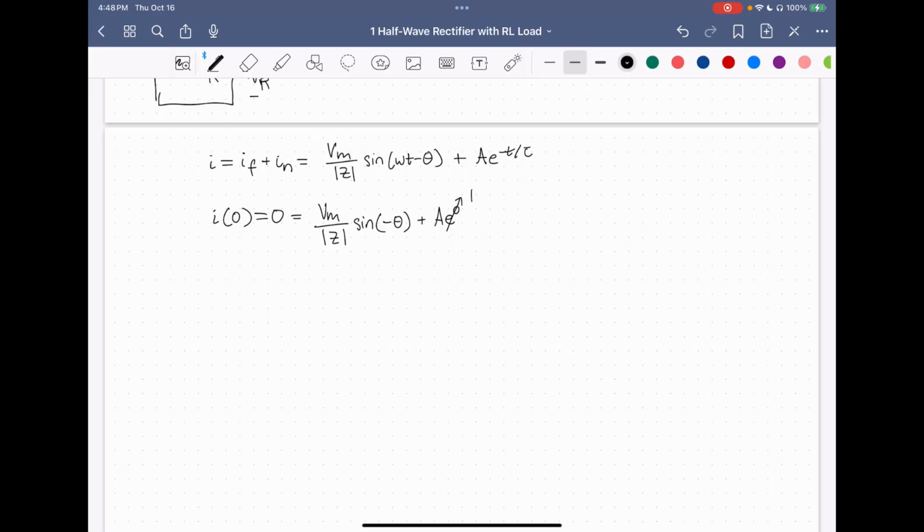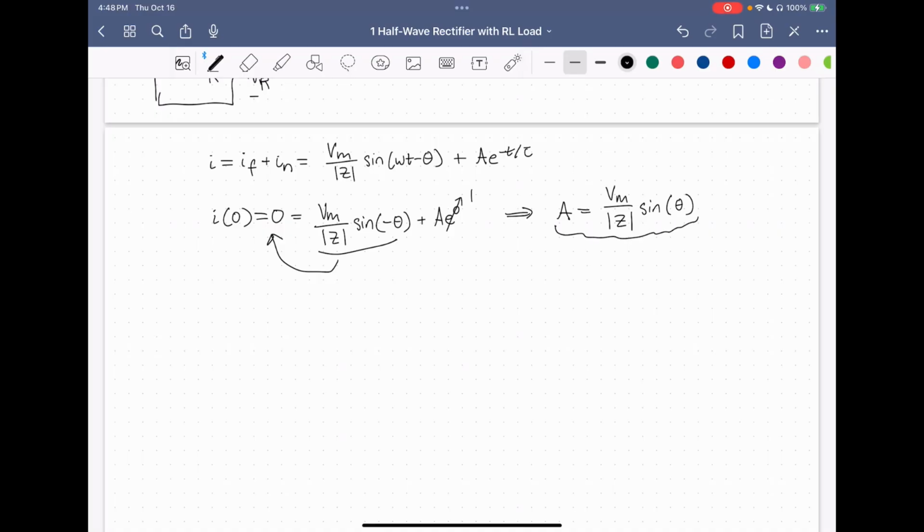So now what we want to do is we see that A is just equal to this expression brought over to the left. We're going to get a negative sign when we bring this over, but then we already have a negative sign due to this negative theta. So then it's going to be a positive Vm over Z sine theta. So we found the value of A.